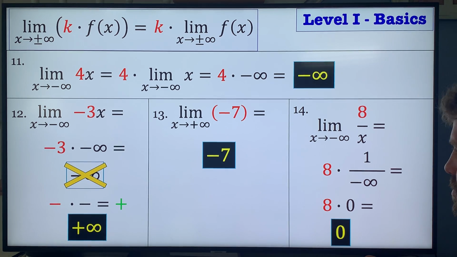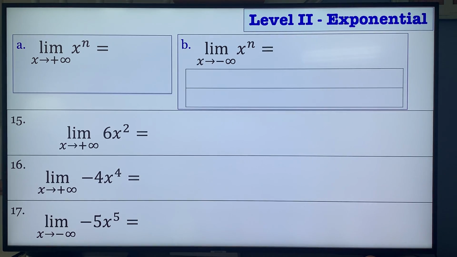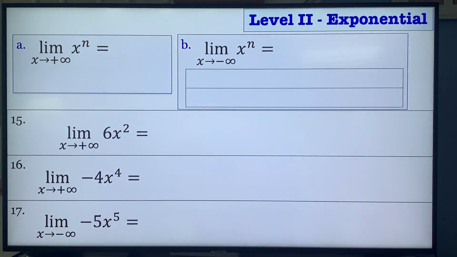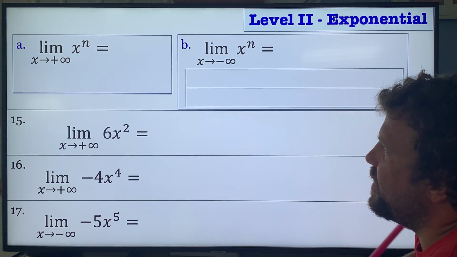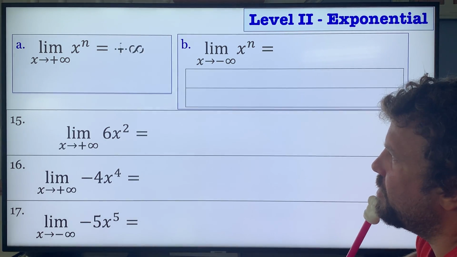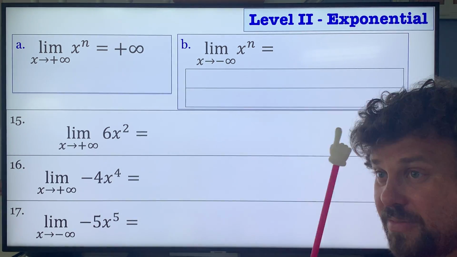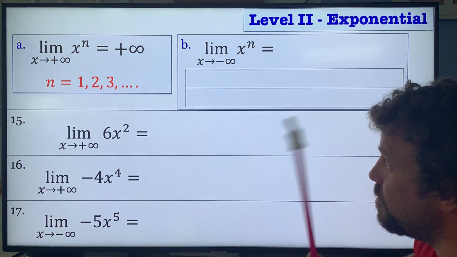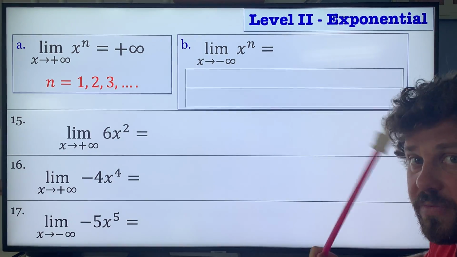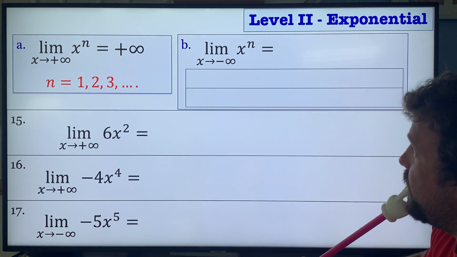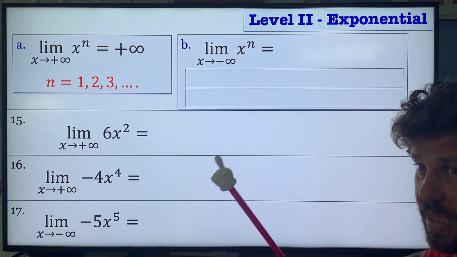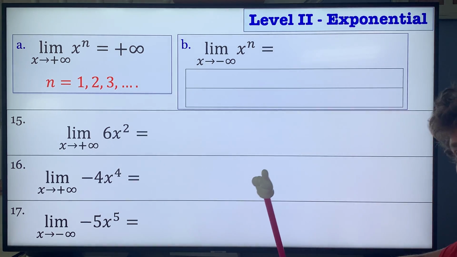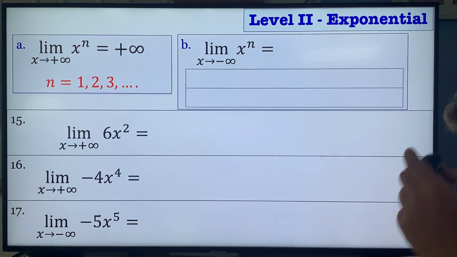Ready to take it up a level? Yeah. Boom! Level 2. That's a quick level up, right? Alright. Limit of infinity to a power equals infinity. Positive infinity to any positive power is infinity. N has to be 1, 2, 3, 4, 5. Because infinity to the 0 power is 1. Infinity to a negative power is 1 over infinity, which becomes 0.